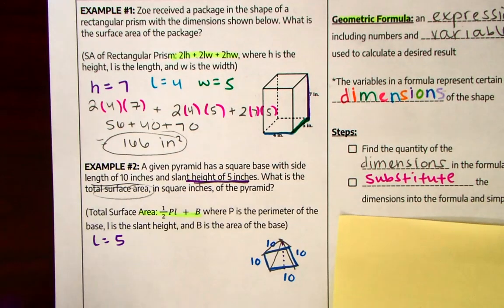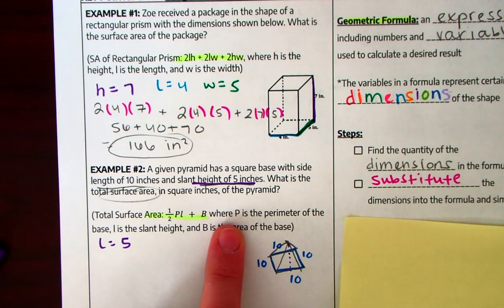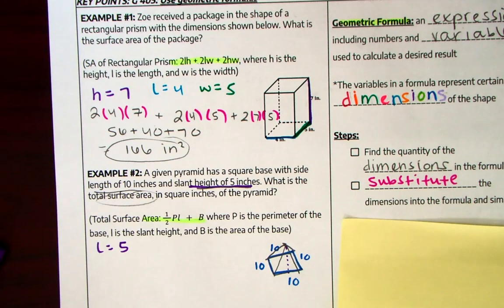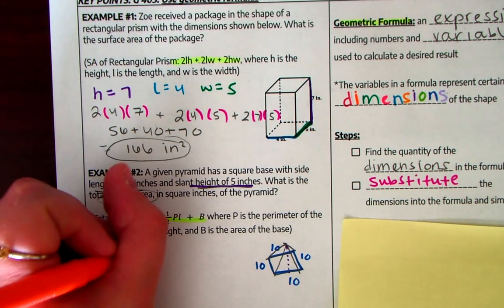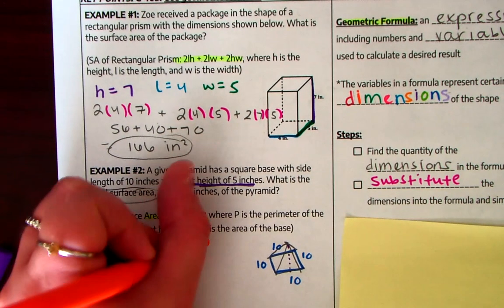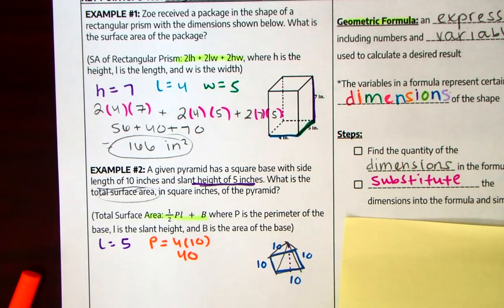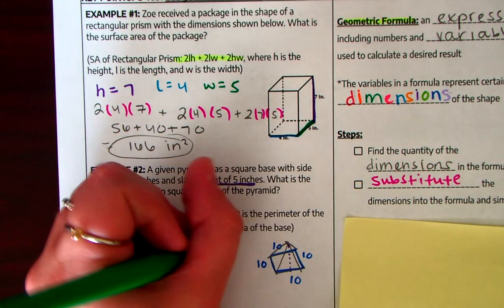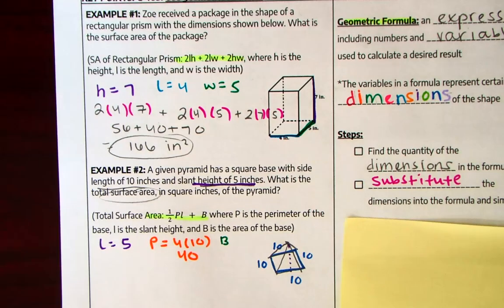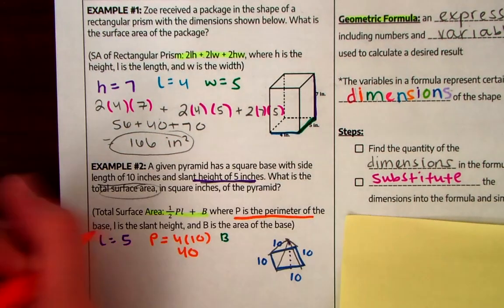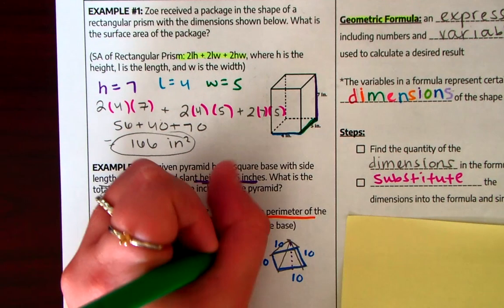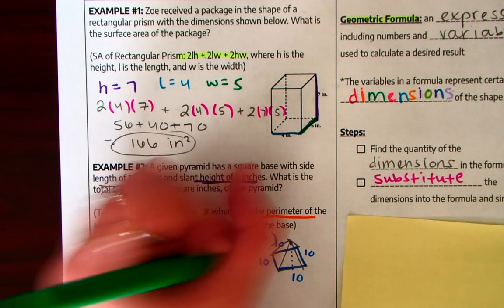Now we're going to have to do some extra work to calculate P. P is the perimeter of the base. So, to find P, I'm going to do 10 plus 10 plus 10 plus 10, so 4 times 10. That's going to be 40. B is the area of the base. Sorry, let me color code. P is the perimeter of the base, so that's why I did that there. B is the area of the base. It's a square, so I'm going to do 10 times 10 and get 100.